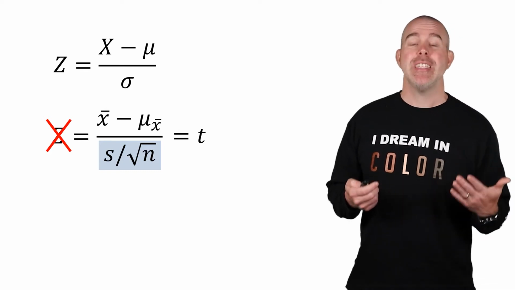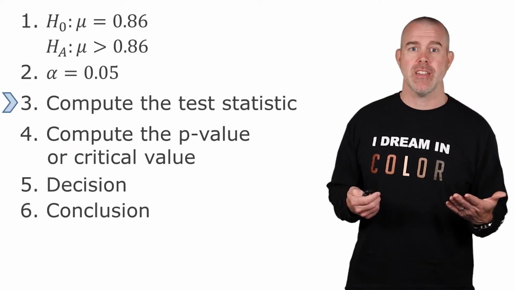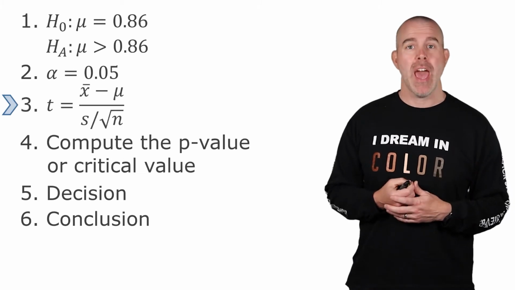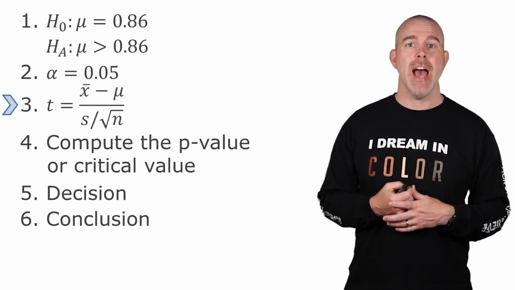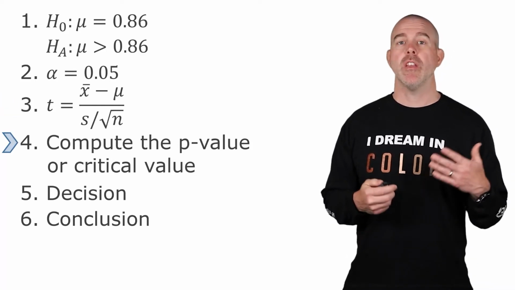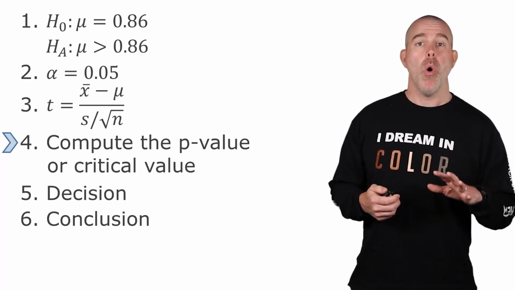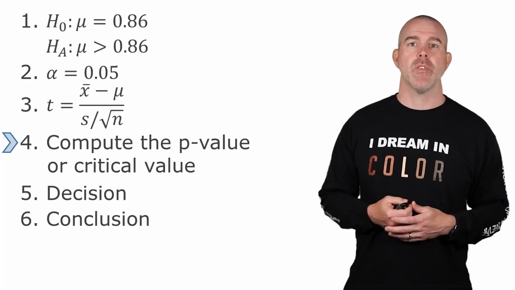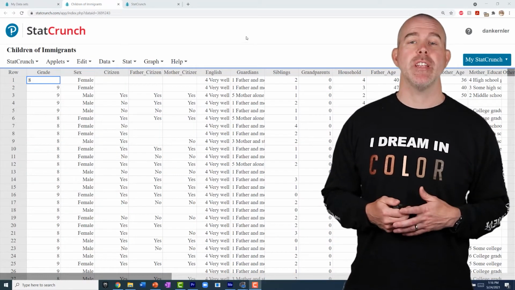So we're going to have this T test statistic. Our test statistic is going to be X bar minus mu divided by S over square root of N. And then to get the p-value, we can compute that with a calculator, or we're going to use Statcrunch for that. Let's talk about how to do this test in Statcrunch.